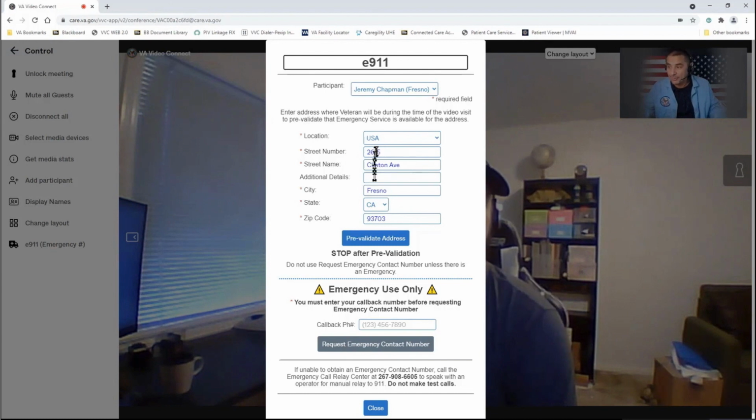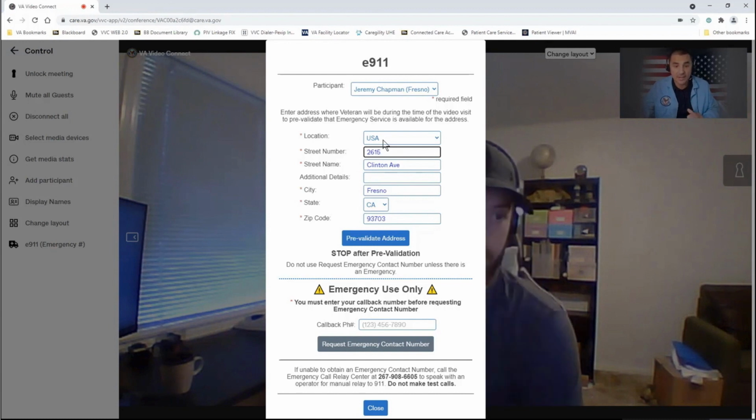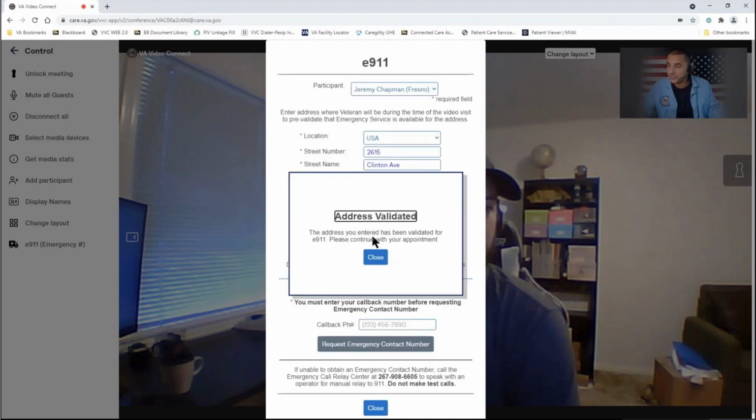If the veteran didn't put an address here, I would be typing in the address myself. So if all these fields were blank, as I confirm his address, I would be typing it instead of the veteran typing it. So some veterans type it ahead of time, and some veterans have a little bit of difficulty and leave it blank. So then we as the providers would type in the address. At the beginning of the conversation, as part of the caps lock process, I would pre-validate his address. Now let's talk about that because Jeremy was at a place where there is E911 services.